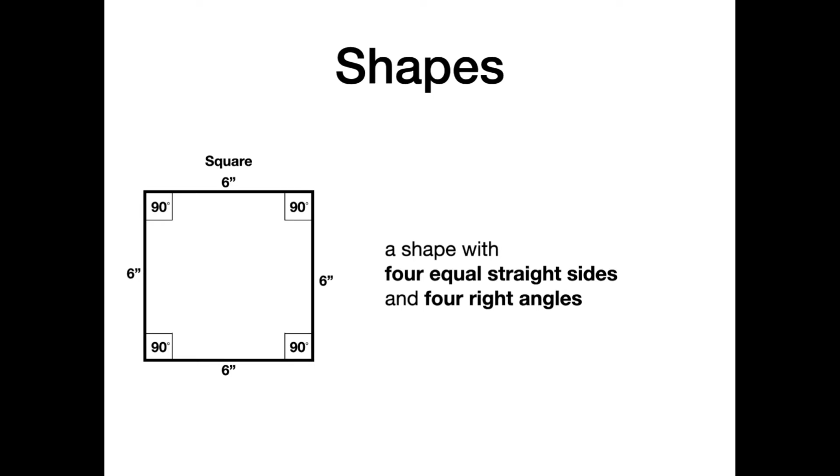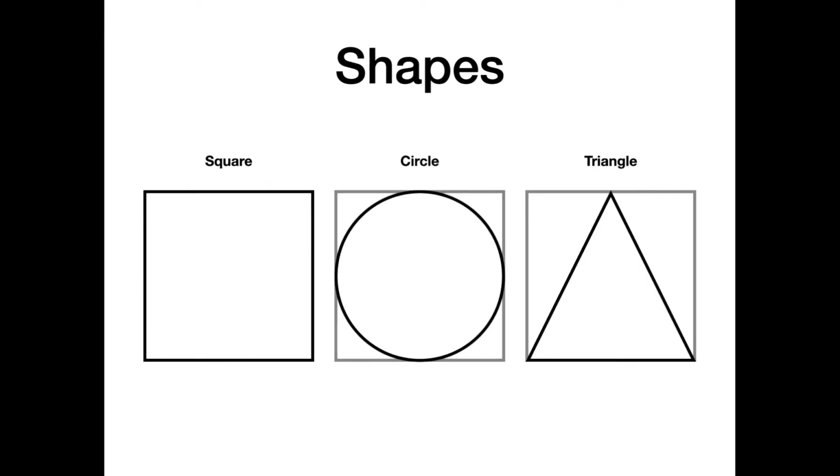As you know, a square is a flat shape with 4 equal straight sides and 4 right angles. But most importantly, the square is the master or mother of all shapes, because all shapes can fit within a square. You could start drawing a circle and a triangle by first drawing a square and fitting them in it.